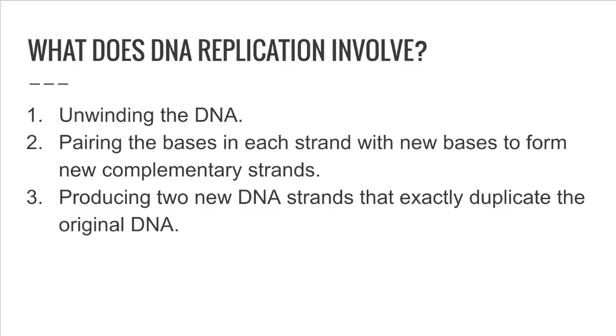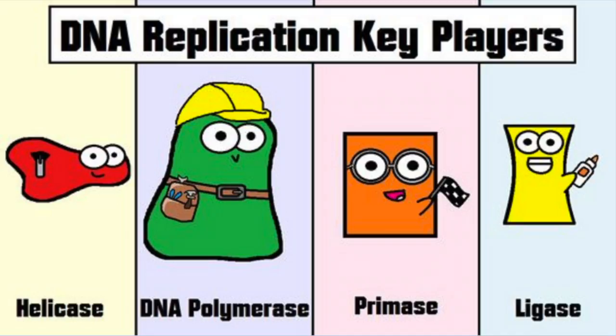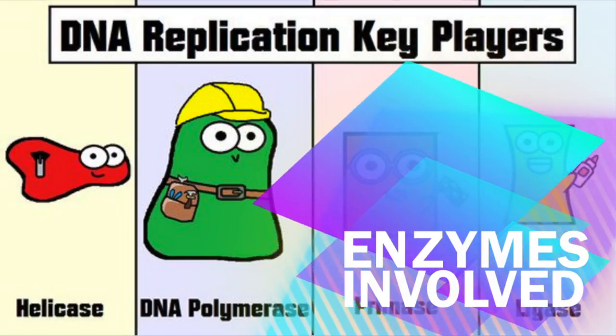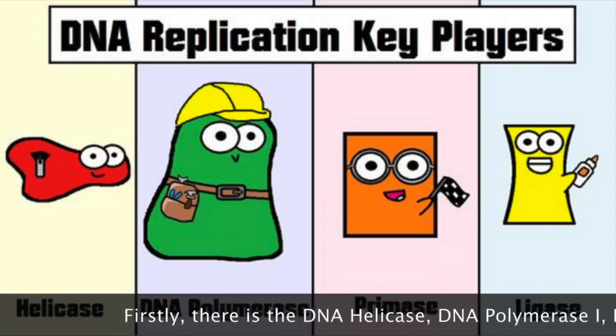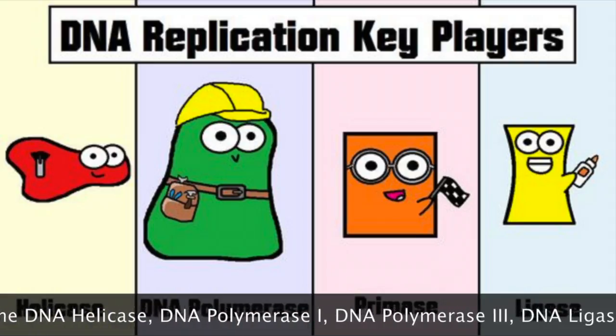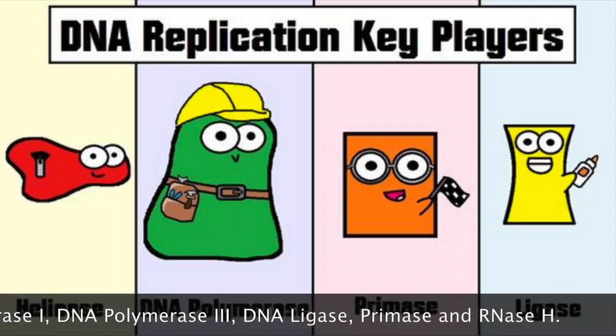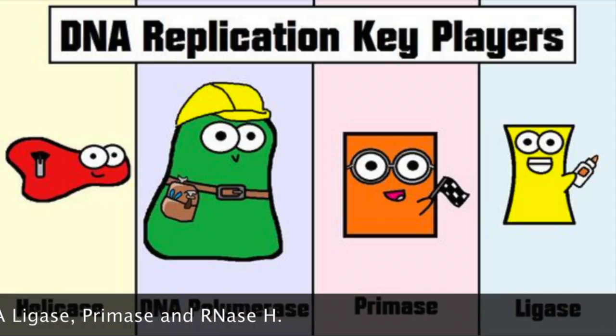DNA replication involves three main things. First, the unwinding of the DNA. Secondly, pairing the bases in each strand with new bases to form new complementary strands. And finally, producing two new DNA strands that exactly duplicate the original DNA. So, what are the enzymes involved in DNA replication? Firstly, there is the DNA helicase, DNA polymerase 1, DNA polymerase 3, DNA ligase, primase, and lastly, RNase H.